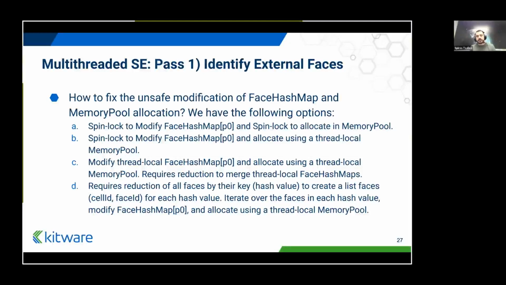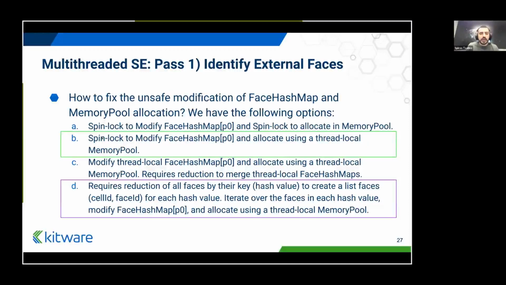And there's also a fourth option that I'm currently working on, in which we perform a reduction of all the faces by their key, which is their hash value, the first point ID, to create a list of faces, and each face is basically the cell ID and the face ID of the cell ID for each hash value. And then we iterate over all the faces in each hash value using the DQ that I mentioned previously, and we modify the face hash map at P0. The benefit of that is that you avoid any synchronization in the face hash map, and you also use a thread local memory pool to allocate the faces inside your face hash map.